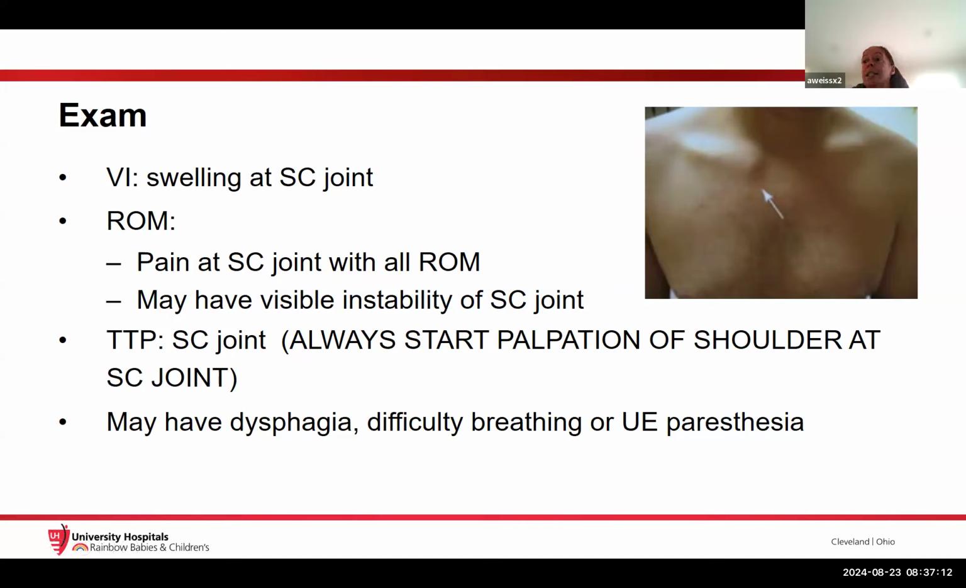And generally, we just leave that. It's annoying to people. It's usually not painful. They're just like, look at this weird thing. And you're like, yeah, that is weird. But the surgeons don't generally tend to go after that because surgical fixation of the SC joint is kind of a nightmare.